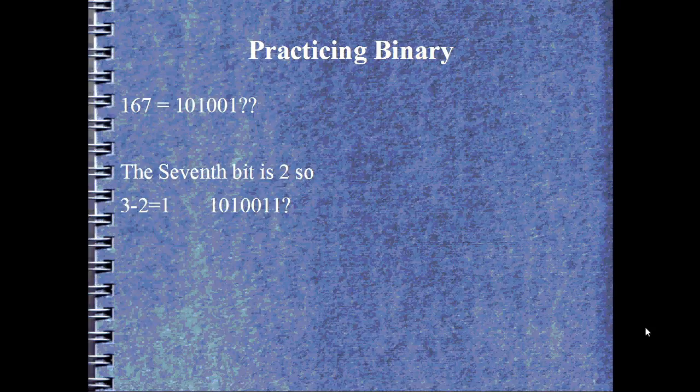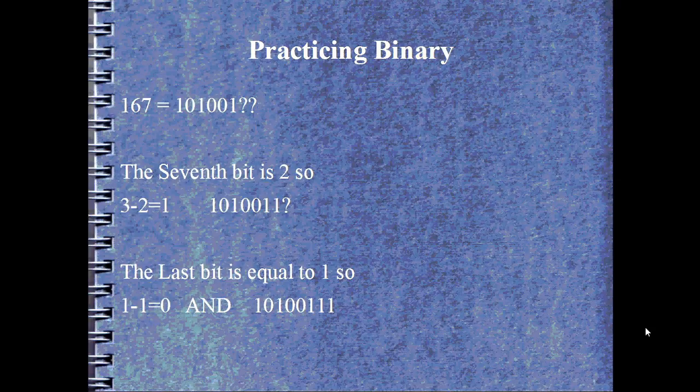The seventh bit is for 2. 3 can subtract 2, leaving us with 1. So the bit is on. And lastly, we have the bit for 1. Now remember, we're down to 1, so 1 minus 1 is 0, and that's definitely our last bit. So we come down to 1, 0, 1, 0, 0, 1, 1, 1. So that is our binary version of 167.